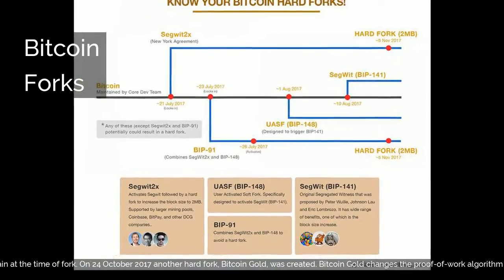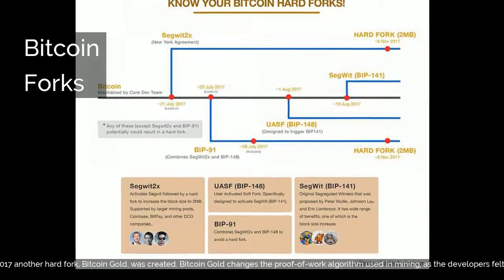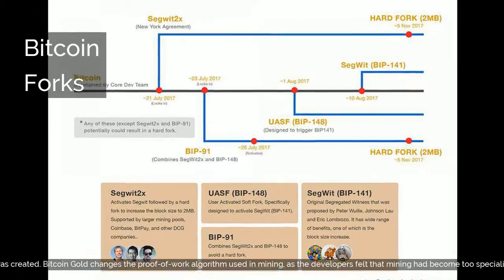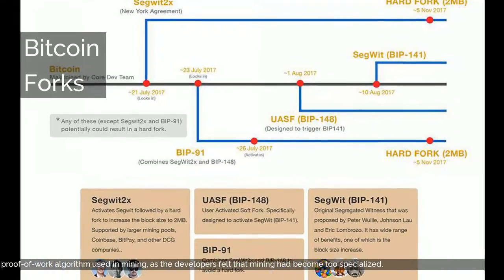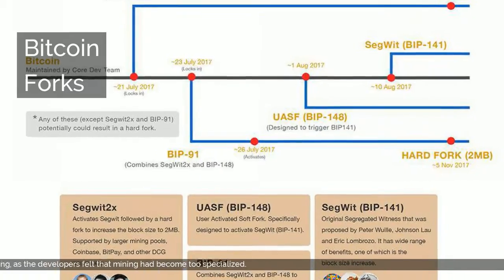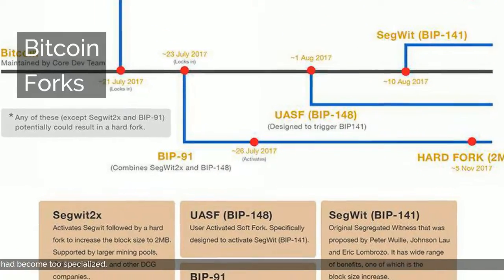On October 24, 2017, another hard fork, Bitcoin Gold, was created. Bitcoin Gold changes the proof-of-work algorithm used in mining, as the developers felt that mining had become too specialized.